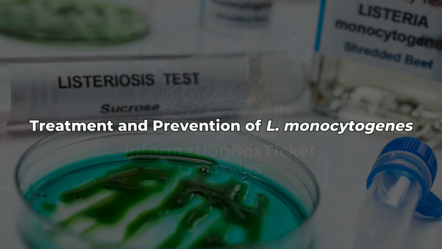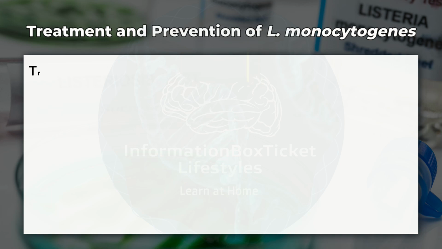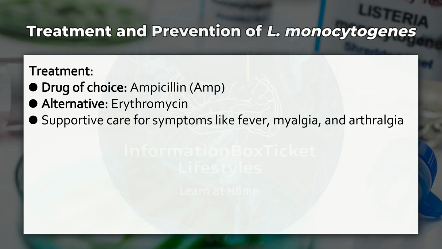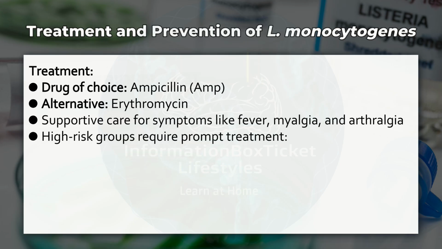Treatment and prevention of Listeria monocytogenes. Treatment: drug of choice, ampicillin. Alternative, erythromycin. Supportive care for symptoms like fever, myalgia, and arthralgia. High-risk groups require prompt treatment.